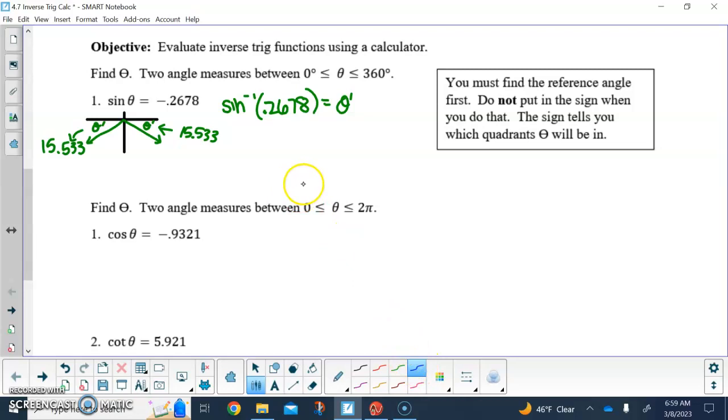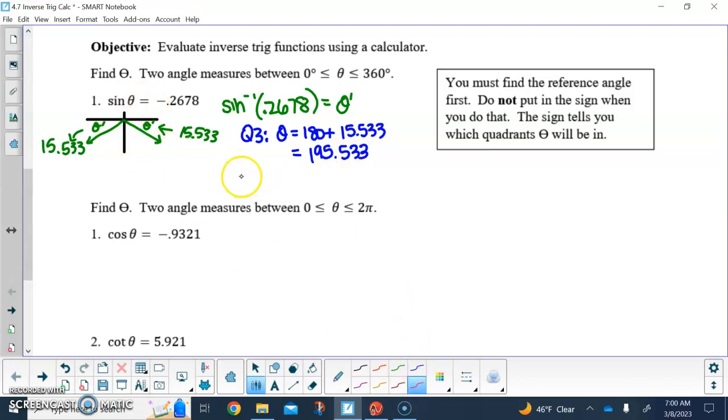So when we do sine inverse, that's going to give us our reference angle, or theta prime. To finish getting your answer, you've got to use the fact that you're in quadrants 3 and 4. So in quadrant 3, our theta is going to equal 180 plus the 15.533, because you're in quadrant 3, which is 195.533.